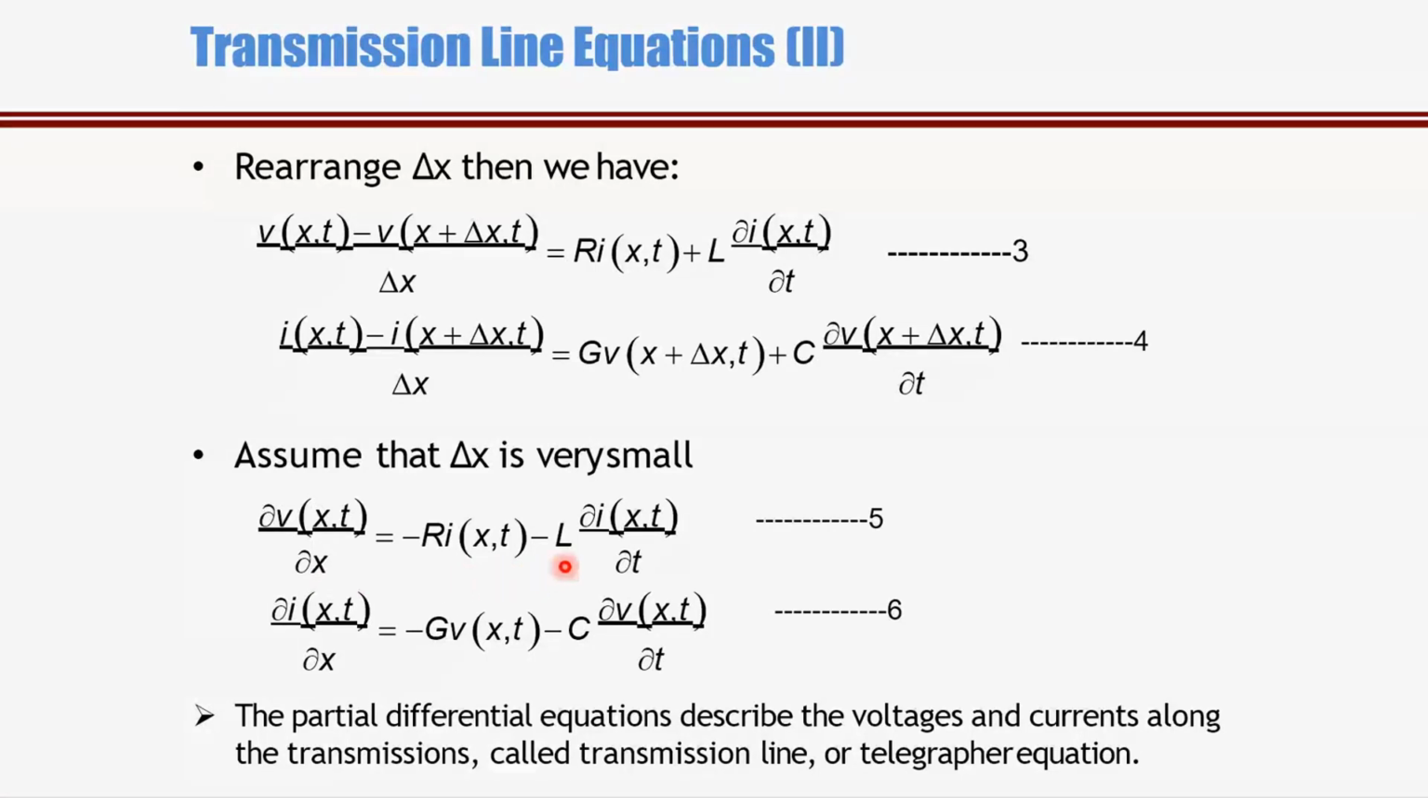Right, so we can write dou V of x comma t divided by dou x is equal to minus R I of x comma t minus L dou I of x comma t by dou t. And dou I of x,t by dou x is equal to minus G V of x,t minus C dou V of x,t by dou t. Okay, so these are the partial differential equations in terms of voltages and currents along the transmission line, and these equations are called the telegrapher equations.